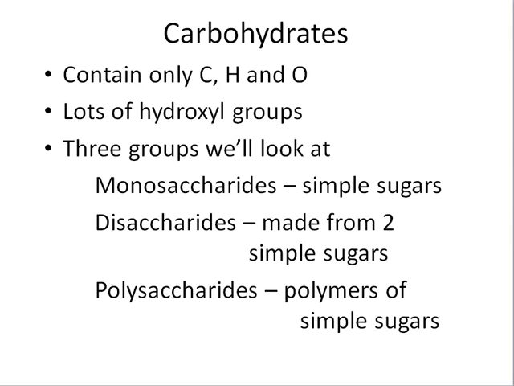Carbohydrates contain only the elements carbon, hydrogen, and oxygen. The carbon atoms are bonded together to form the backbones of the molecules, and we find lots of hydroxyl groups attached. Carbohydrates are subdivided into three different types: monosaccharides, the simple sugars; disaccharides, made from two simple sugars joined together; and polysaccharides. These are very large polymers of simple sugars.